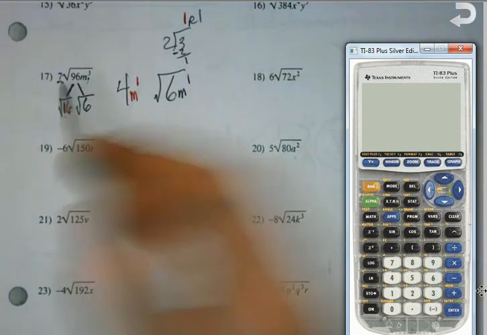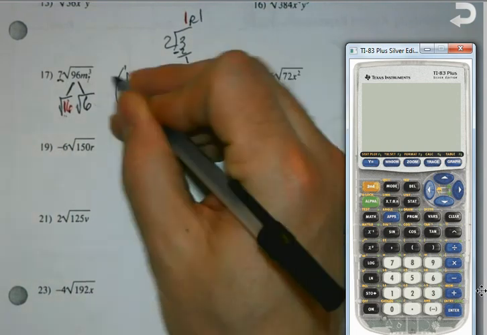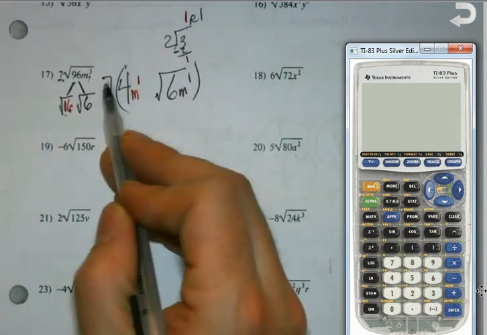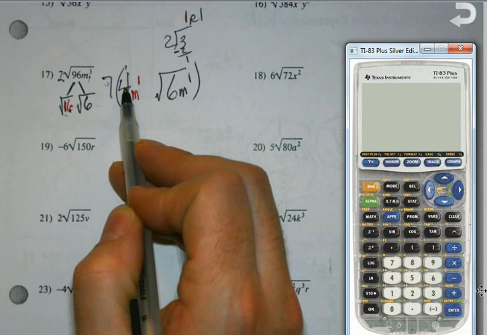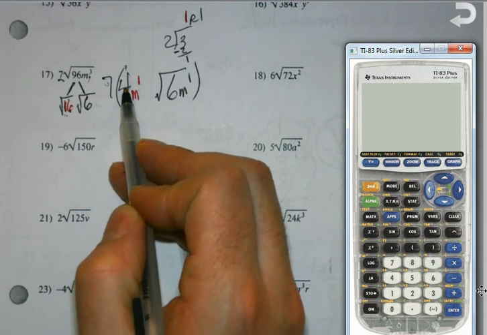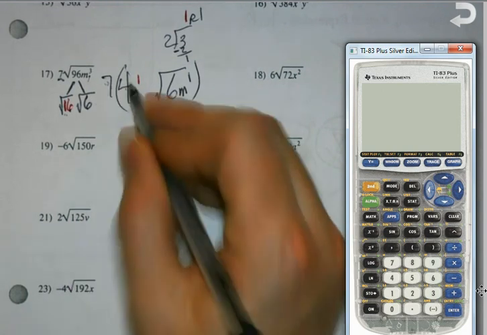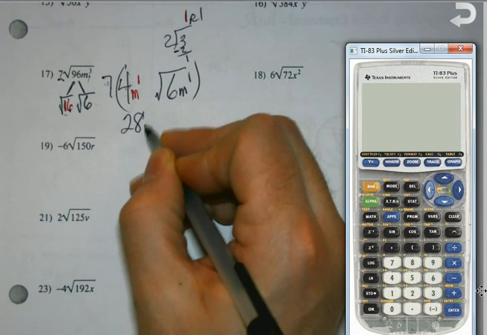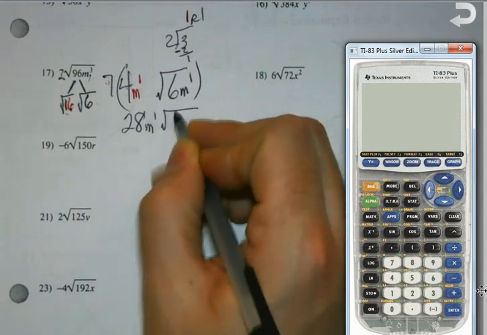You're like, okay, but what about that 7? Yeah, the 7 can multiply times the number that's not in radical jail or prison or whatever you want to call it now. So 7 times 4 would be 28. M to the first.